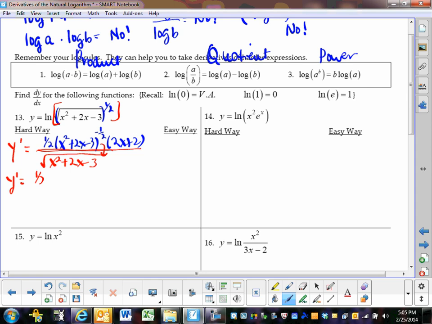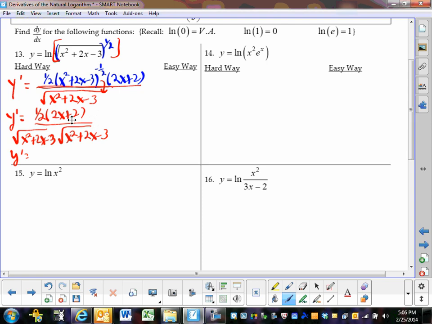But the derivative is 1/2 x squared plus 2x minus 3 to the negative half with the chain rule involved. So the derivative of what's inside the logarithm is the derivative of this entire part here. So all of this is the derivative of the bottom. So this is u prime over u.